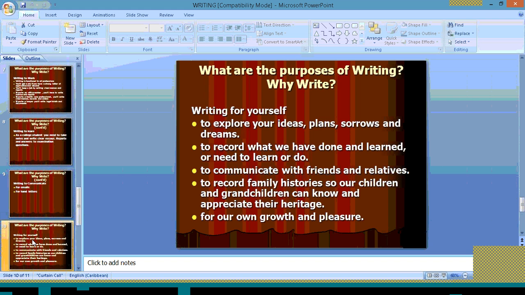Now to record what we have done. So like persons may have a little journal or a diary. The things that you have done, you make a note of it and learn or need to learn or do. Oftentimes, persons who are busy, they may need to have to-do lists. So every day you get your little sticky pad and you write down the things to do for that particular day. You stick it on your desk or wherever and you check as you go along. It keeps you reminded of what you actually need to accomplish for the day.